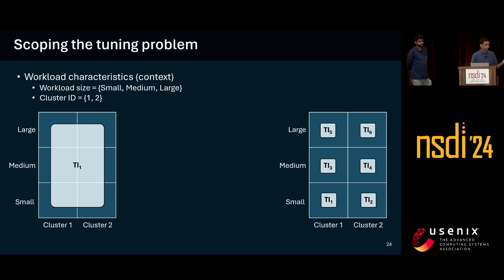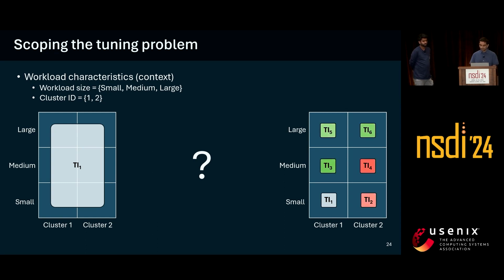The first setup effectively does not utilize the provided context and thus may provide suboptimal predictions for certain contexts. The second setup utilizes the context well, but becomes sample inefficient since now we have to train 6 tuning instances. Can we have something that sits between these 2 extremes?